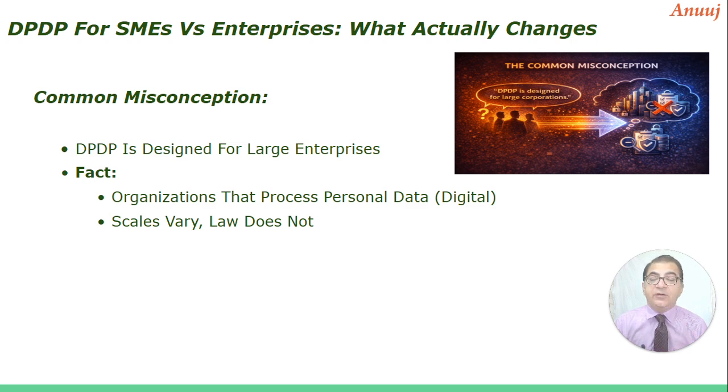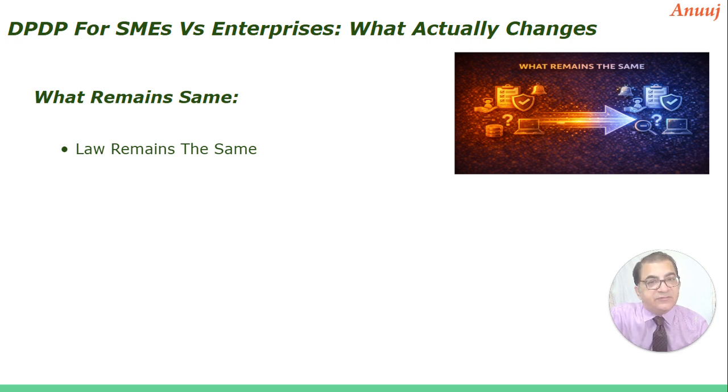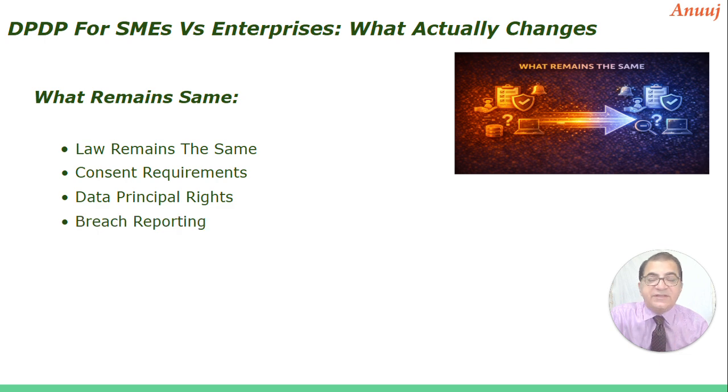Scales can vary depending on the size of the organization, depending on the volume of the business. Again, that does not mean that DPDP is not applicable. DPDP is applicable for sure. So what remains the same? The law remains the same for everyone. Consent requirements, data principal rights, breach reporting, they remain the same irrespective of your size. What would be the difference?